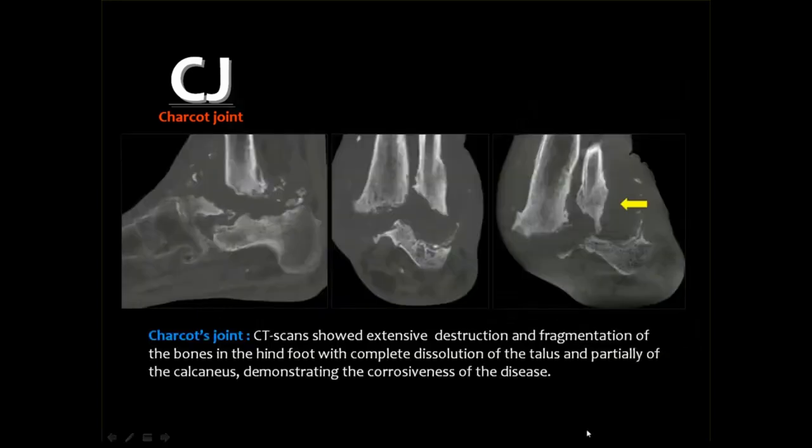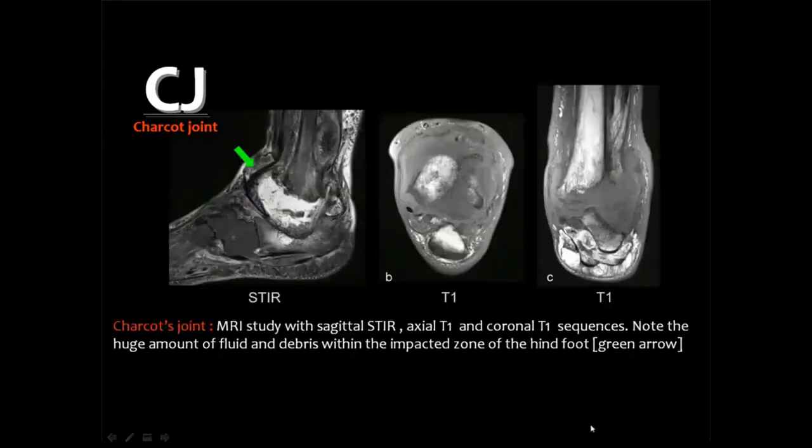This is an extensive destructive changes of the ankle joint with many debris and almost total erosion of the talus and most of the superior surface of the calcaneus, as well as the distal part of the tibia and the fibula. And this is also the appearance by MRI.